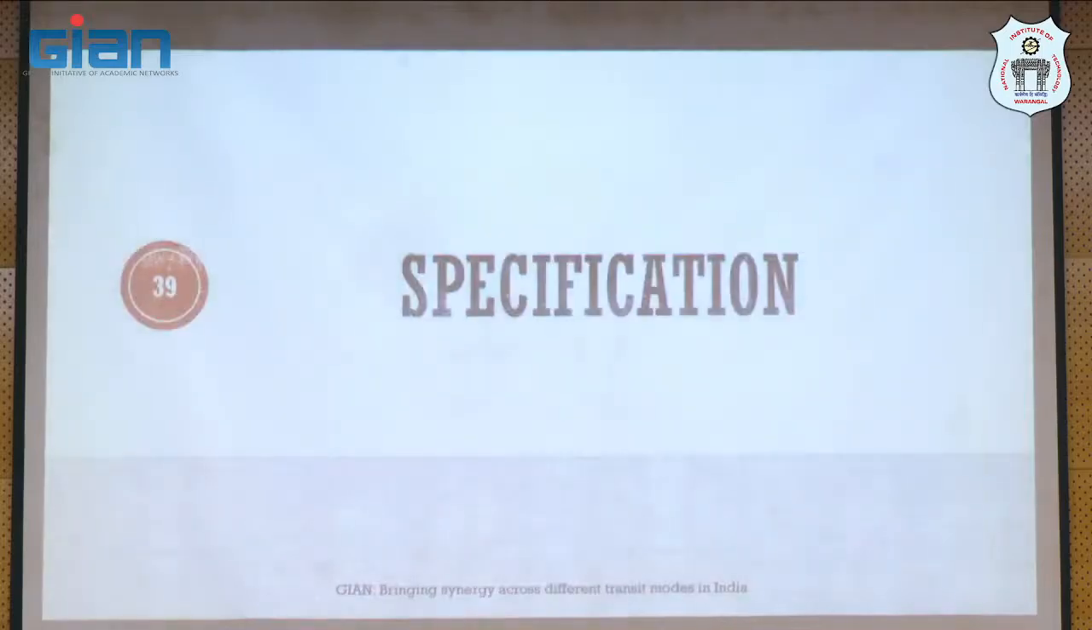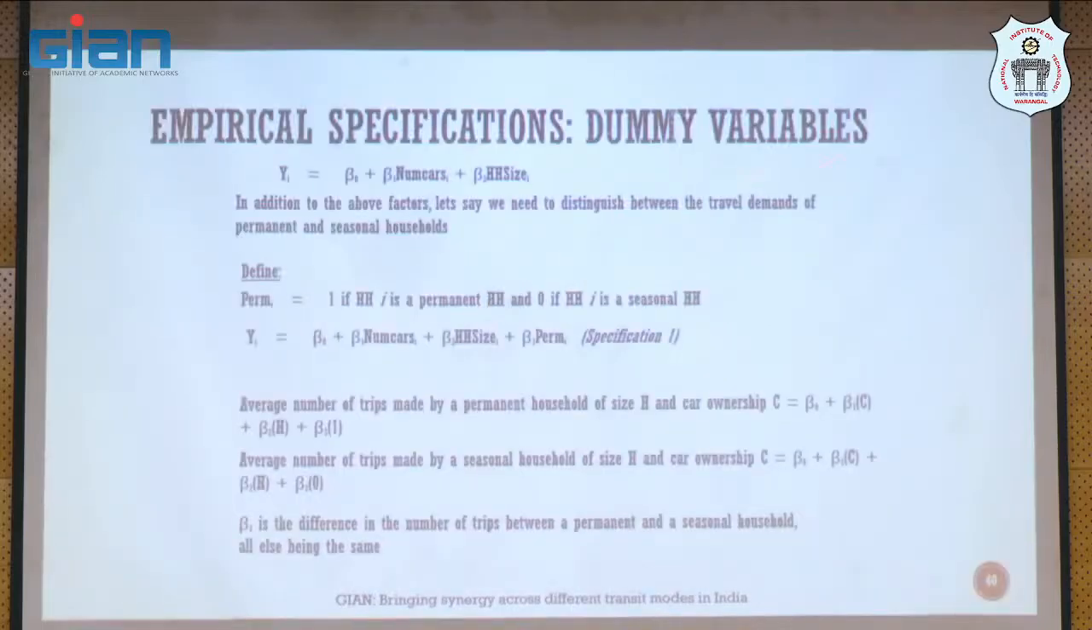So then I want to talk quickly about specification. Here I'm giving you an example model. You have number of trips as a function of number of cars and household size. If in addition to this, we also want to capture whether the household is a permanent household or not, I can add a specification.